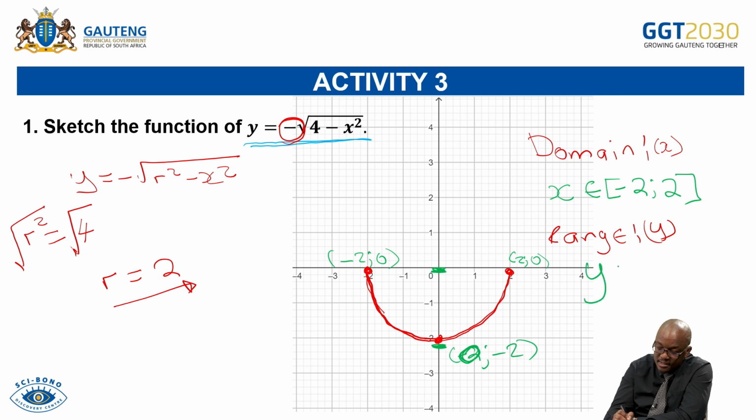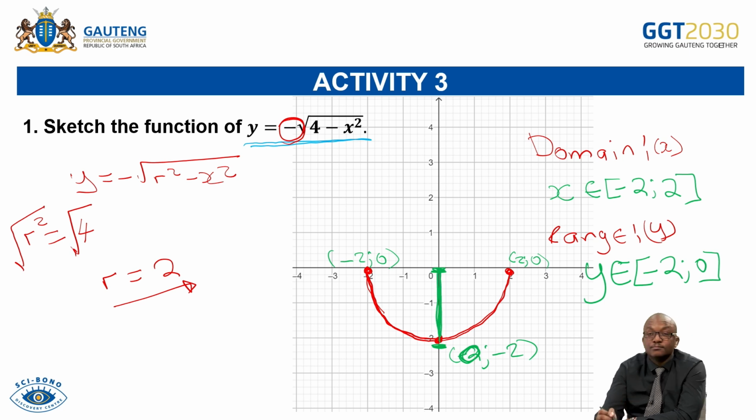So range is y element of [-2, 0]. From -2 up until 0. So that's basically what you need to know about this function, the semicircle. Simple and straightforward.